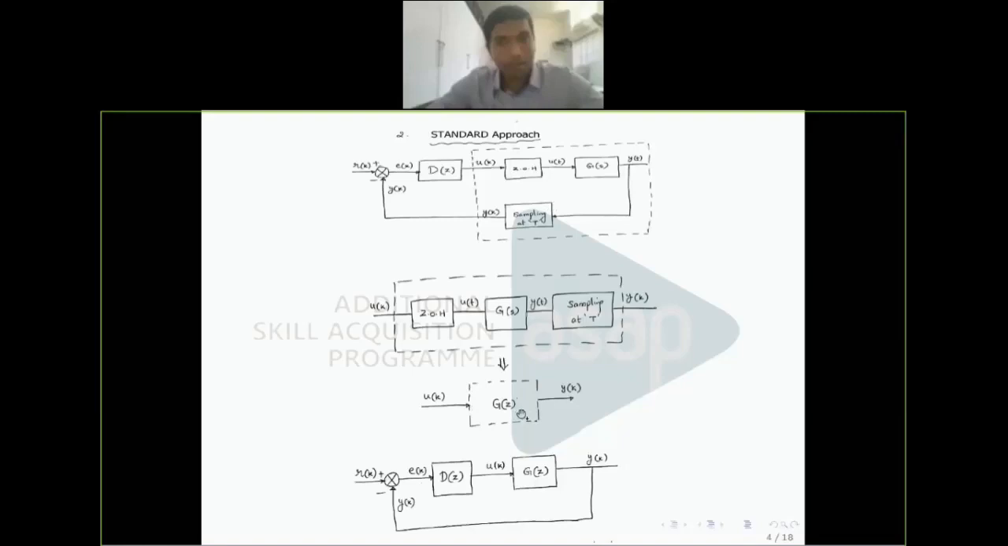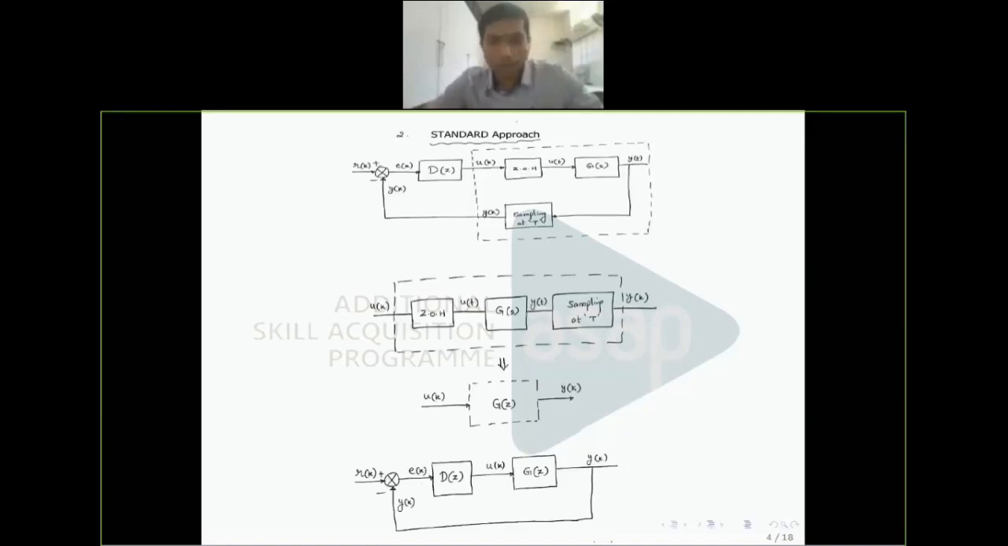Okay, so I'll just give the overview. In the first approach, design by emulation, we design the controller first. We design the controller in the continuous time domain itself, and then we discretize the controller alone. That is design by emulation. This is not the standard approach. In the standard approach, we discretize the plant itself first. Then we design the controller using the discretized plant. So those are the two approaches we use in designing digital controllers.